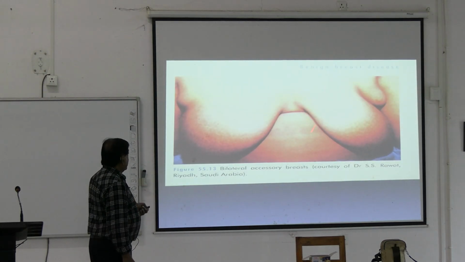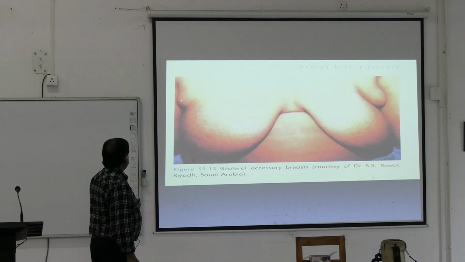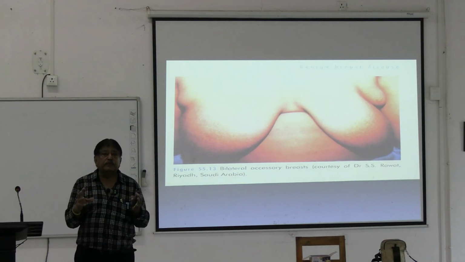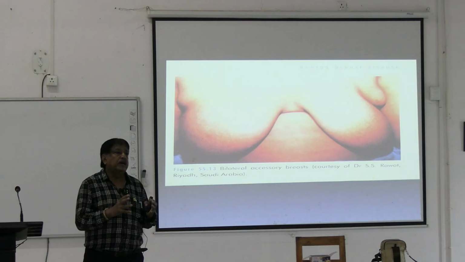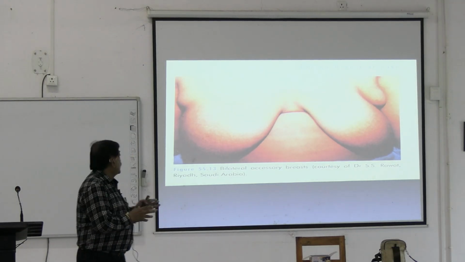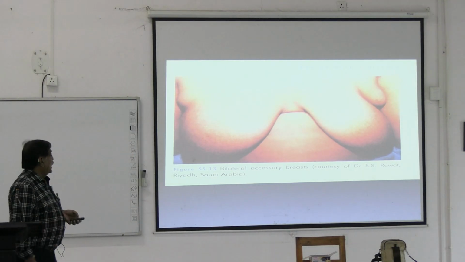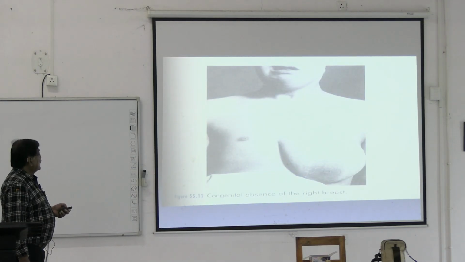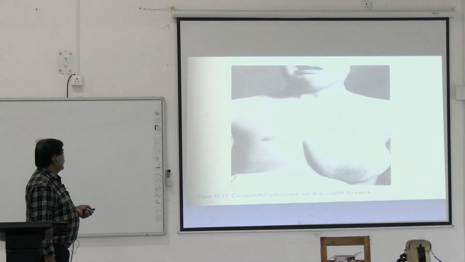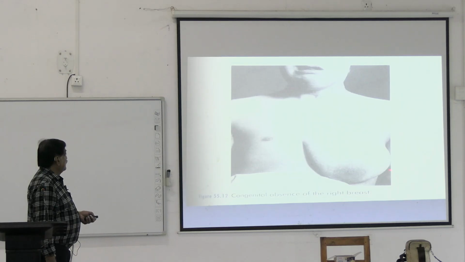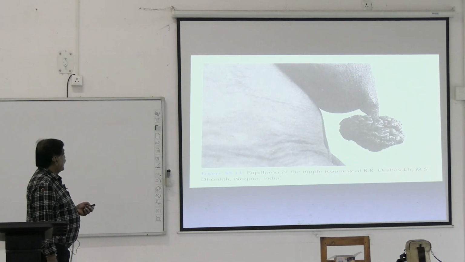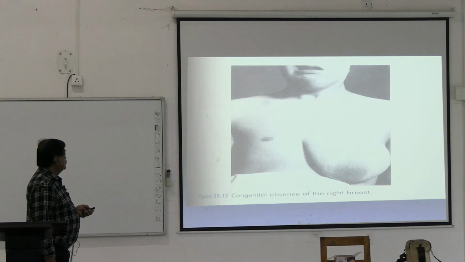Now, bilateral accessory breast. See, this is the accessory breast, this is the accessory breast. You have to differentiate between the lipoma and your accessory breast. And the congenital absence of right breast. Now, papilloma of the nipple.